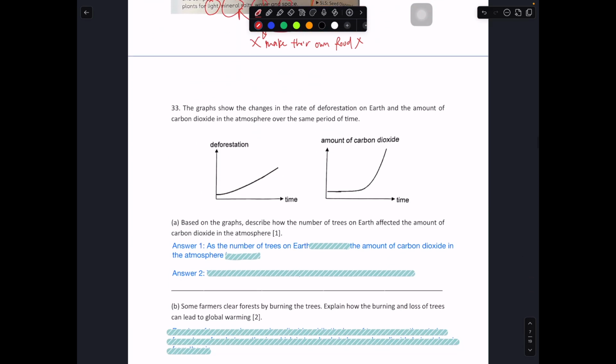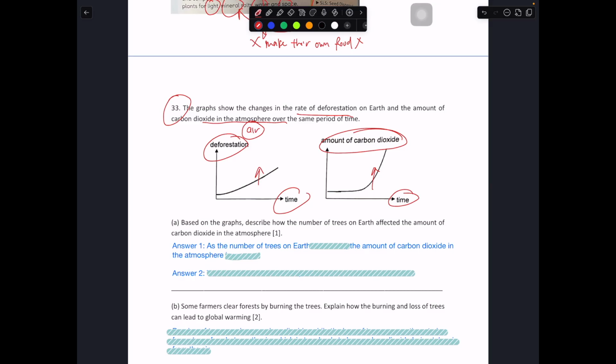Okay. So number 33, the graph shows the change in the rate of deforestation on Earth and the amount of carbon dioxide in the atmosphere over a period of time. So the word atmosphere just means in the surrounding air. Okay? So in this case, you can just put it in this manner. So you can see that when the deforestation increases, the amount of carbon dioxide also increases. Okay? You can see that these are the two same graphs. It's just that the labels are being named very differently.